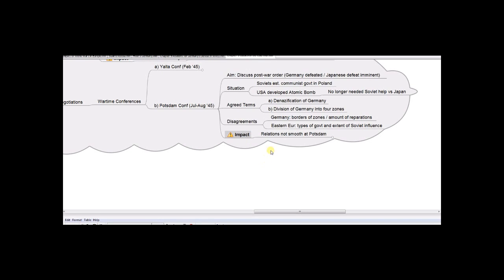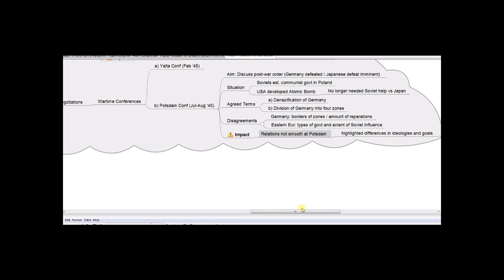And the impact of Potsdam was that relations were clearly not smooth, as seen at Potsdam. For instance, Harry Truman, who was really quite an anti-communist himself, took over from Roosevelt, who was seen as a more conciliatory person, someone that the Soviets could do more business with, more willing to negotiate. This kind of affected relations between the two powers.